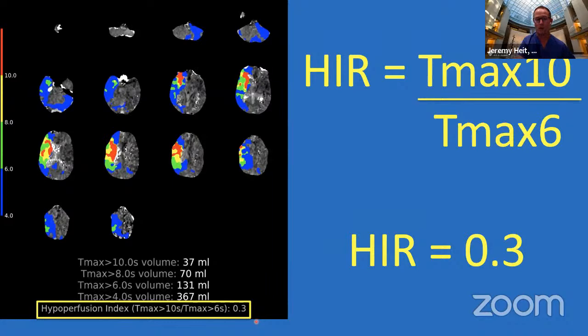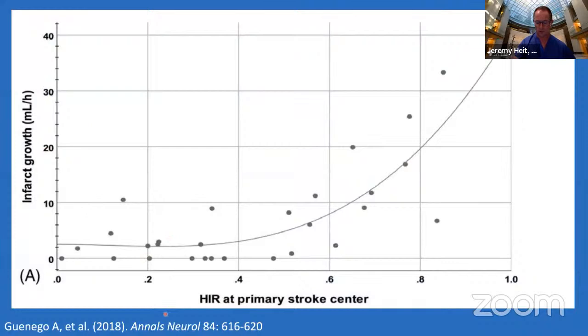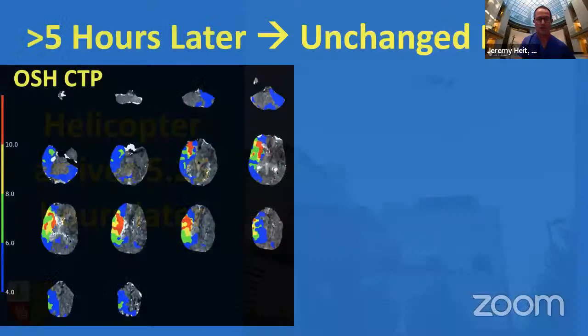And we actually looked at this in this really nice study that Adrian wrote a number of years ago now. If you look at, well, what's the HIR versus the infarct growth, you see an inflection point here between 0.4 and 0.6, where the higher HIR patients grow their cores during transfer, and many of them were no longer thrombectomy candidates. So in this patient, here's the helicopter landing at the hospital more than 5 hours later, so a very long transfer. And here's how we started.